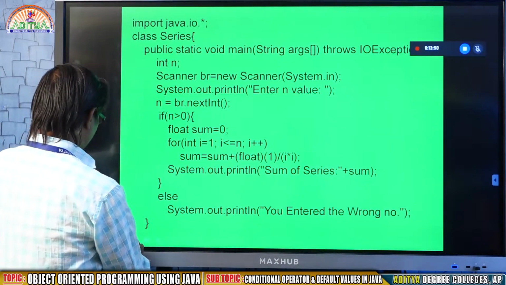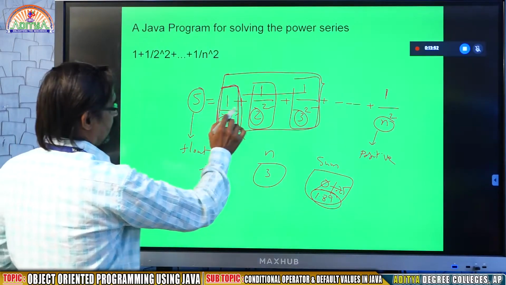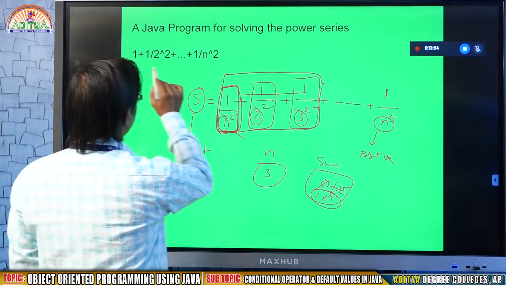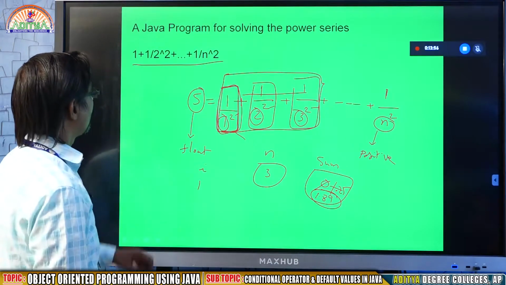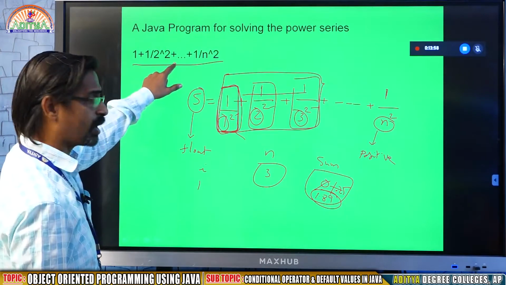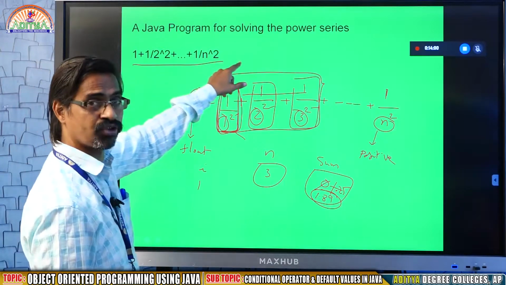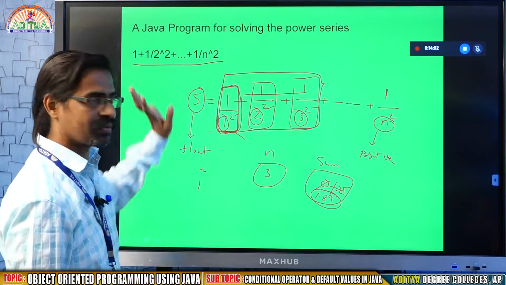Okay, so observe the following series program. This is your program. So s equal to 1 by 1 square. This is the series: 1 plus 1 by 2 square plus 1 by 3 square plus 1 by 4 square plus up to 1 by n square.